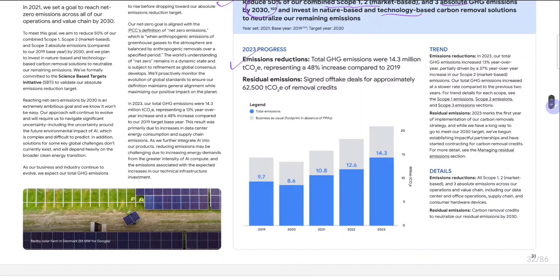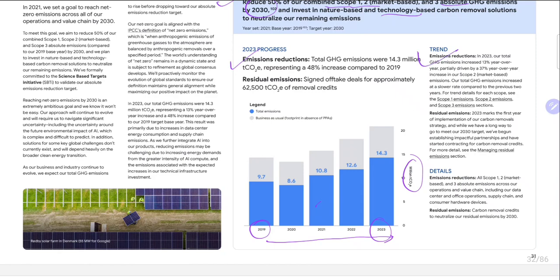So there is a 2023 progress we see here. Data is in million tons of CO2 equivalents. Blue color is for total emissions, and this gray color is for business as usual footprint in absence of PPAs actually. So that information is provided since 2019 and so on, till last year 2023.